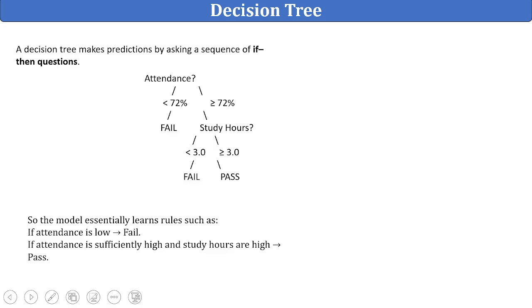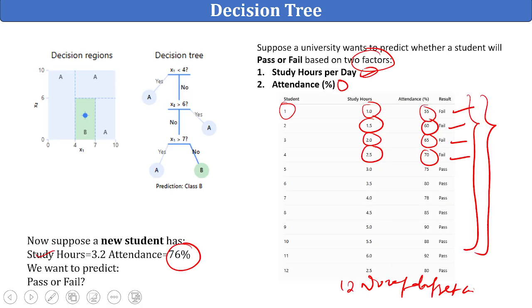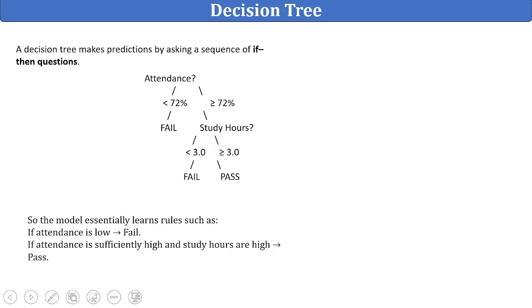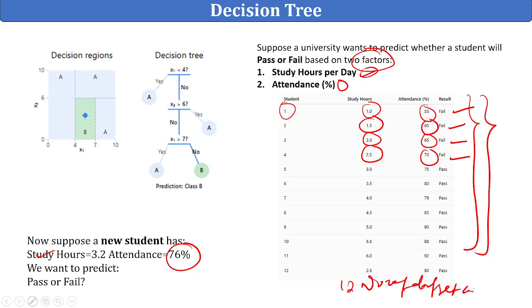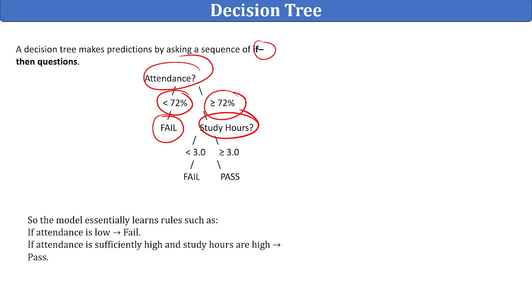Okay. So how can we make a decision? In the decision tree, it's a sequence of if-then questions. If attendance is less than 72%, they're going to fail. If it is greater than 72%, then what will be the study hours? Let's say it's 76%. I just took one quantified value. So I'll take 72%. Less than 72%, they fail, so that means we are going to stop there.